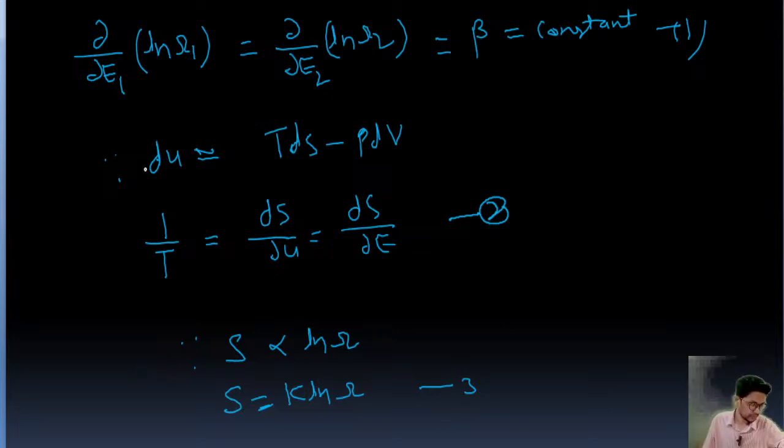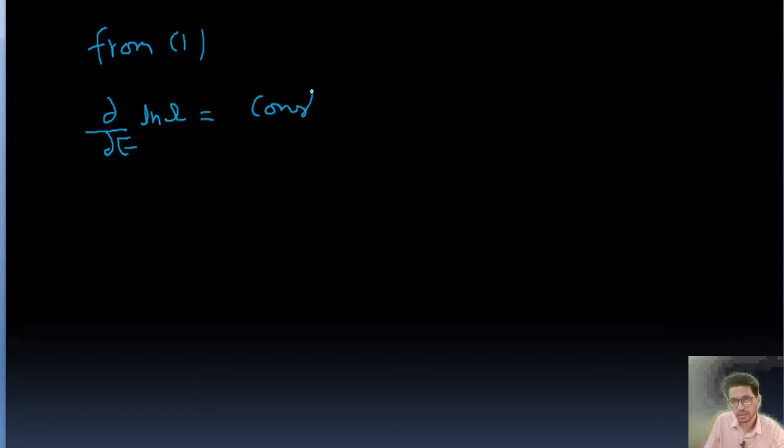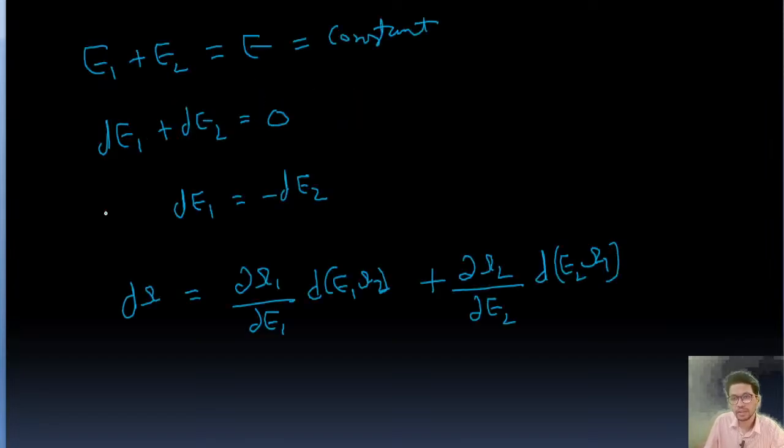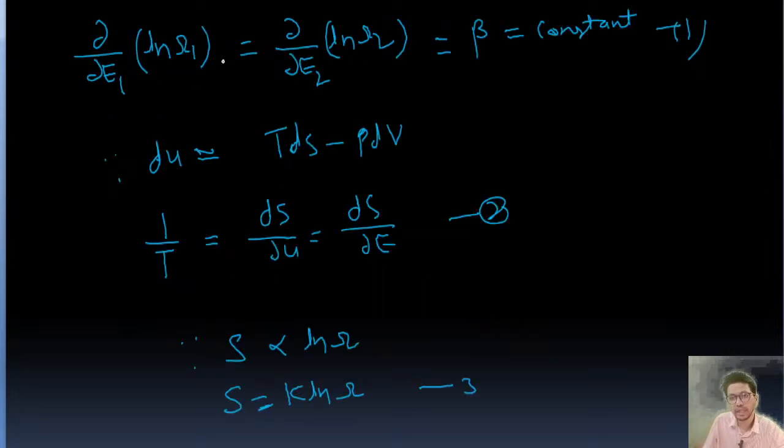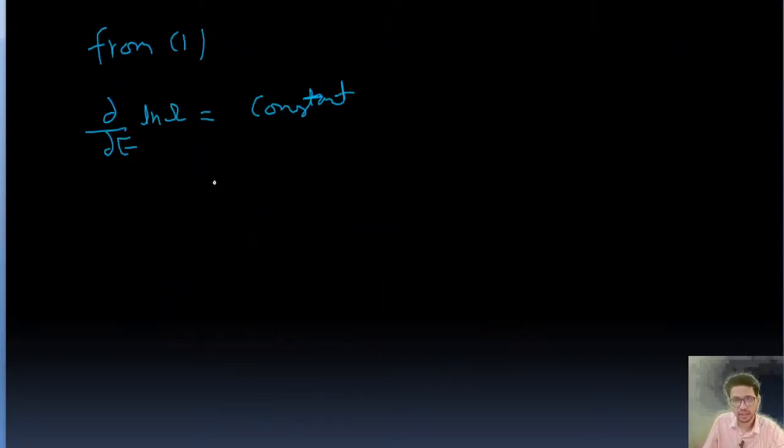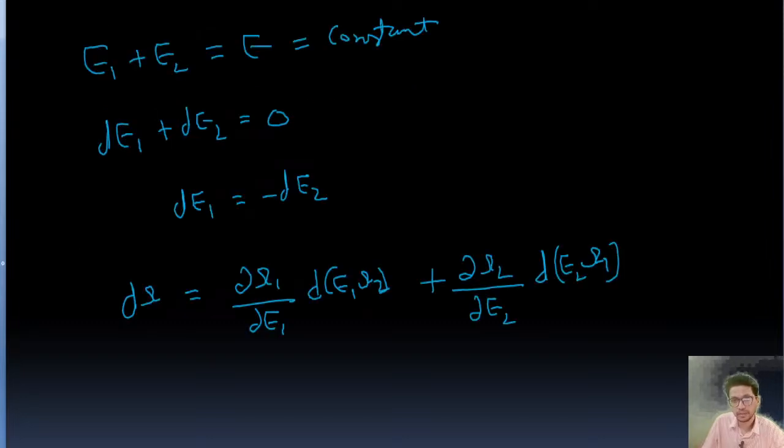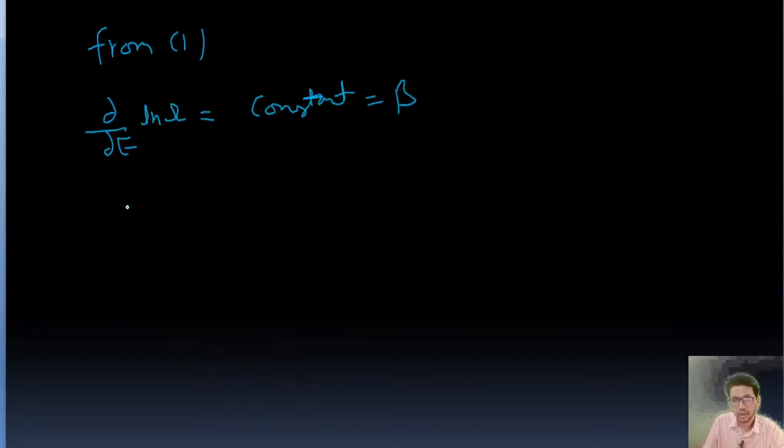So now we have this one. This β is constant. So from equation 1 we can write ∂/∂E ln Ω equals a constant, because this is constant. It means ∂/∂E ln Ω is constant, and that value is β.